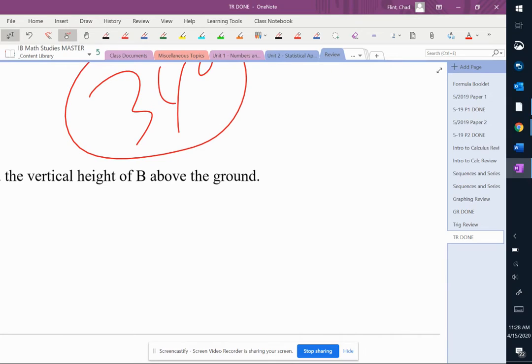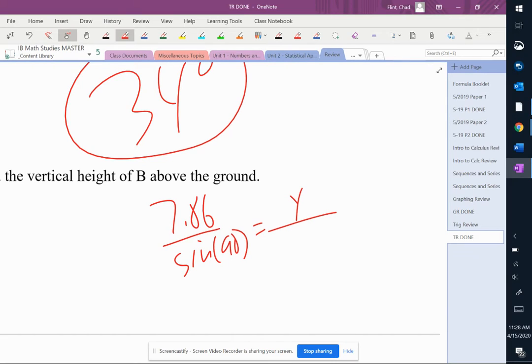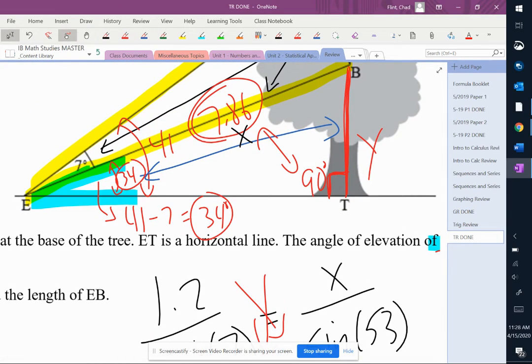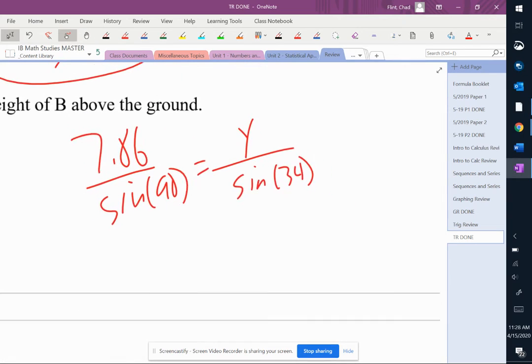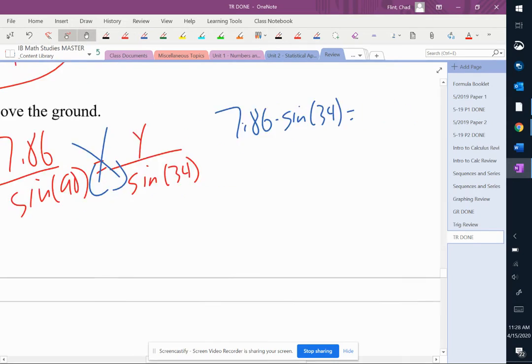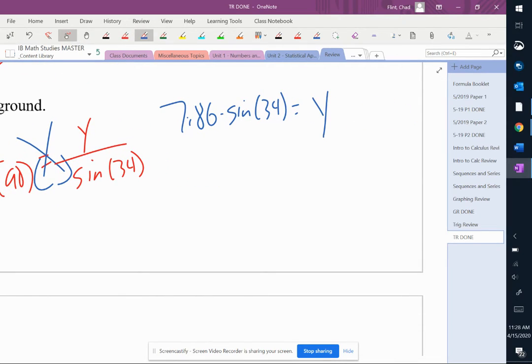So I'm going to come down here. 7.86 over sine of 90 equals y over sine of 34. Let me double check and make sure those measurements are all correct: 7.86, 90, y, and 34. Then we just have to cross multiply this and we're good. So 7.86 times sine of 34 equals y times sine of 90. Divide by sine of 90.